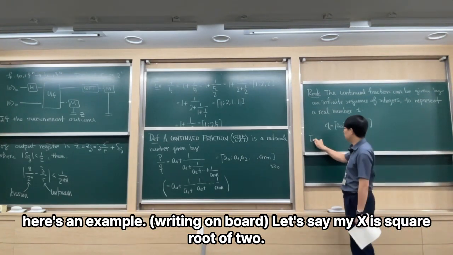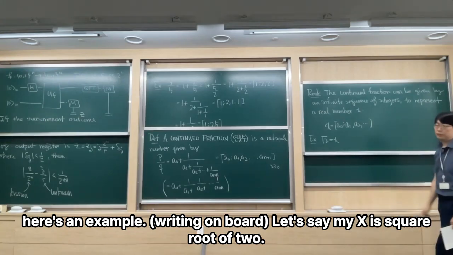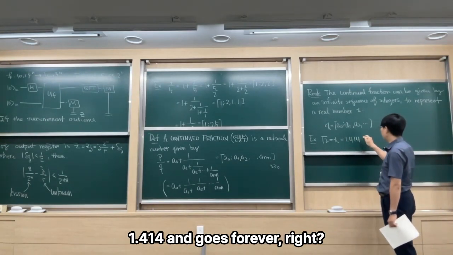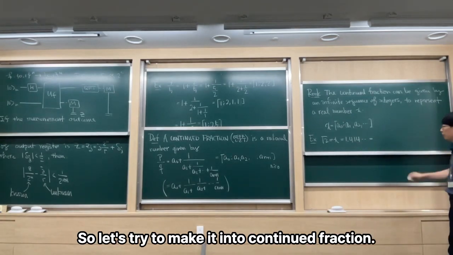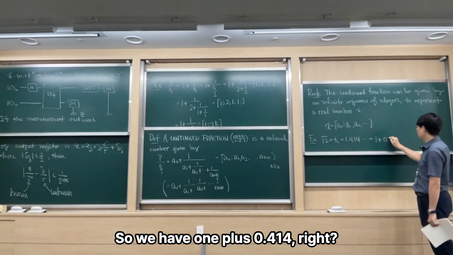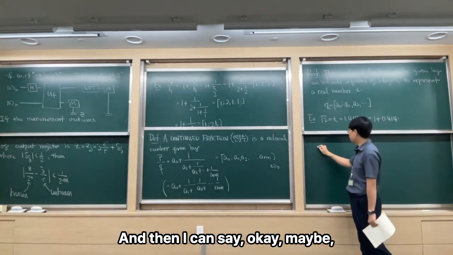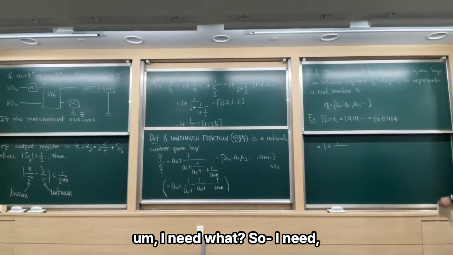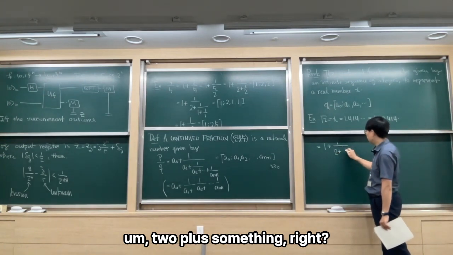So here's an example. Let's say my x is the square root of 2. So we know that it's something like 1.414, and goes on forever, right? So let's try to make it into a continued fraction. So we have 1 plus 0.414. Right? And then I can say, okay, maybe I need 2 plus something, right?